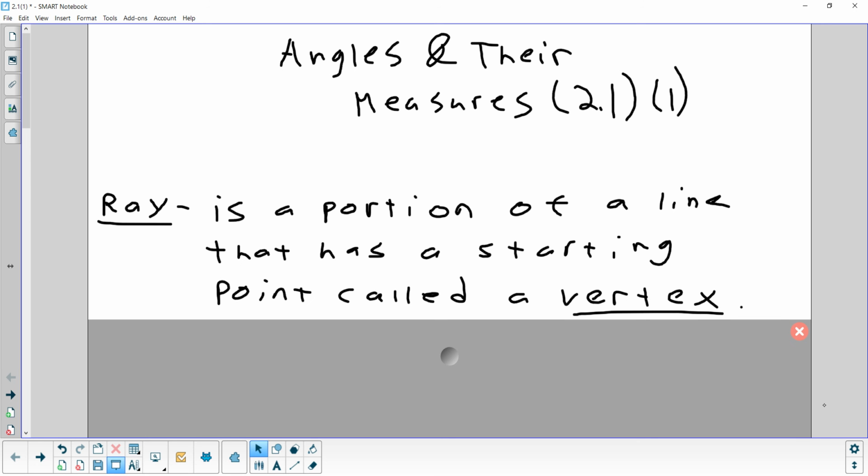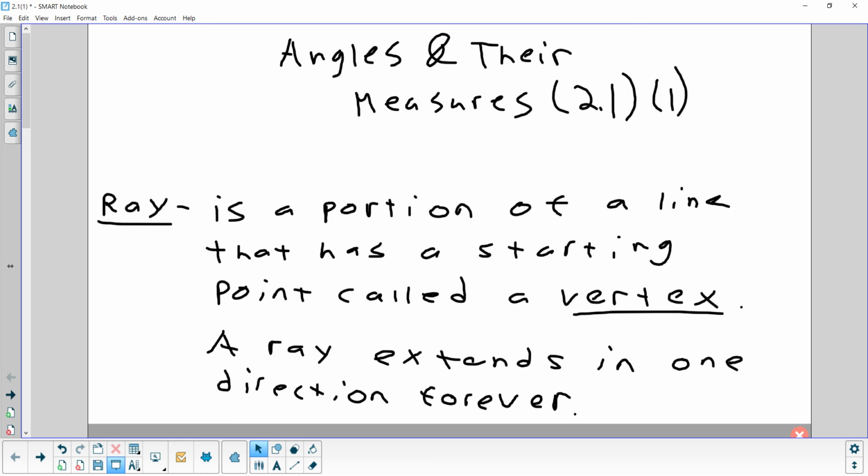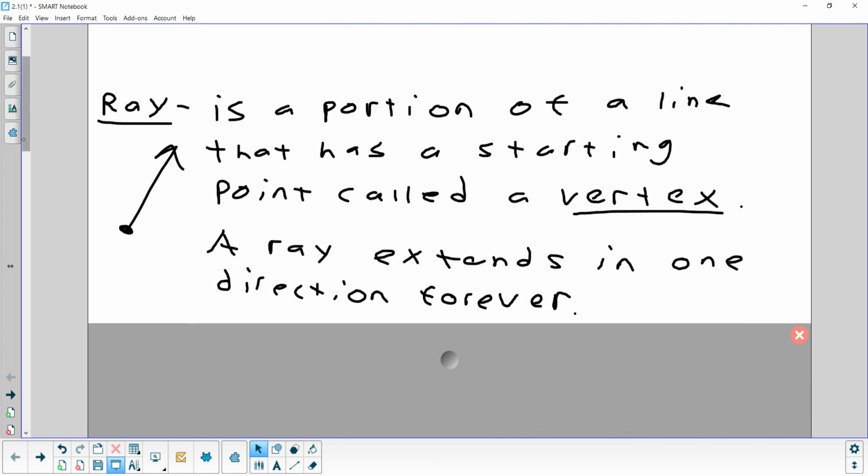So the very first thing when you're going to talk about what an angle is, is describing a part of an angle, which is called a ray. A ray is basically a line segment that goes on forever in one direction. So it has a starting point and it continues in one direction. The point where a ray starts is called a vertex. That's a ray, and it extends in one direction forever.